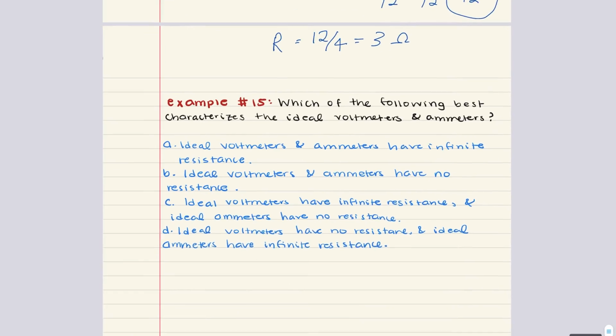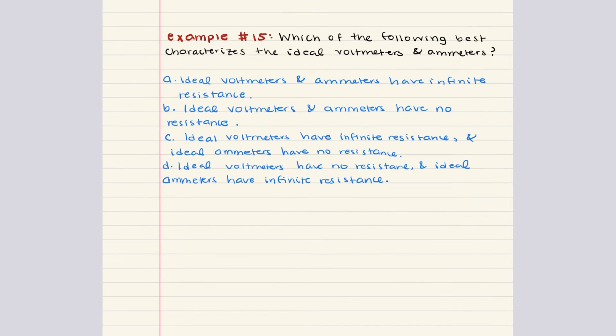And now we can move into our last and final problem. Problem 15 says, which of the following best characterizes the ideal voltmeter and the ideal ammeter? A says ideal voltmeters and ammeters have infinite resistance. B says the ideal voltmeter and ammeter have no resistance. C says ideal voltmeters have infinite resistance and ideal ammeters have no resistance. And answer choice D says ideal voltmeters have no resistance and ideal ammeters have infinite resistance.